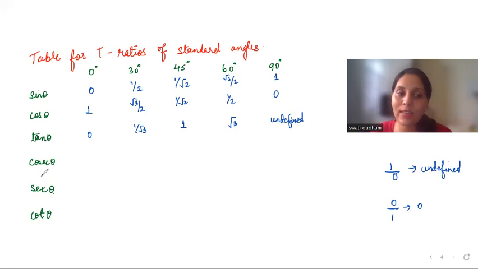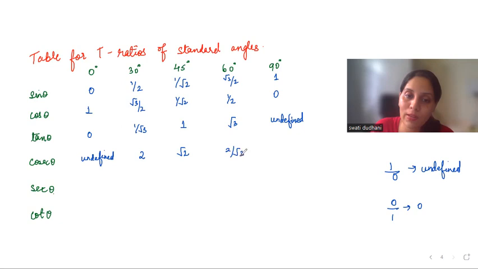Okay. Now cosecant is the reciprocal of sine. So I'll just look at the sine values and write the reciprocal of them. Now for 0, 1 by 0 is undefined. 1 by 2 reciprocal is 2. 1 by root 2 is root 2. Root 3 by 2 reciprocal is 2 by root 3, and 1 by 1 is 1.